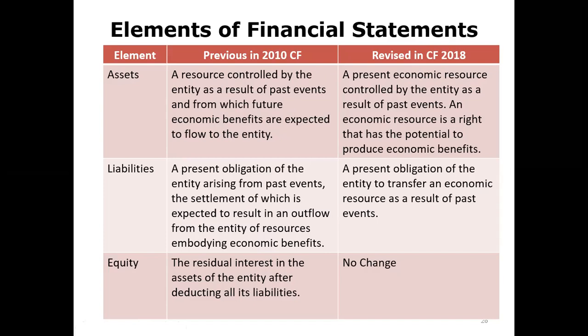ඒකට රිසෝස් කියන එක අපි තව improve කරා present economic resource කියලා. ඒකට present economic resource කියන්නේ මොකක්ද කියන එකත් අපි ඒත් එක්කම පැහැදිලි කළා. Present economic resource කියන්නේ it's a right that has the potential to produce economic benefits. If you take a kind of PPE, you know it's an asset. PPE is a right. It has the potential to produce some cash flows.